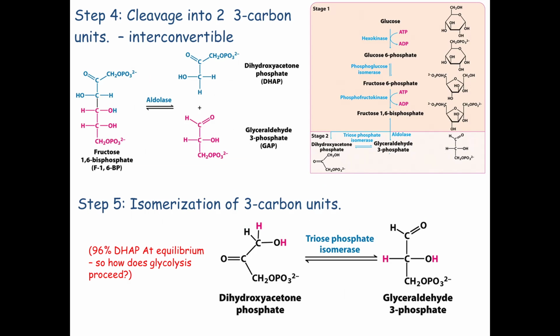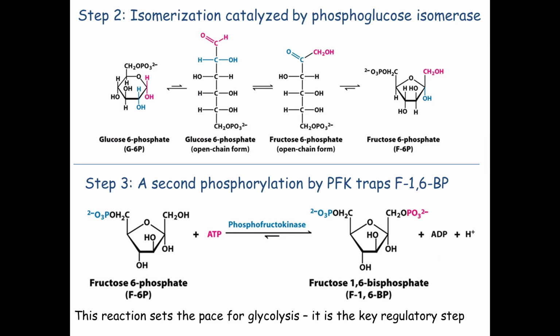Can you please explain again why it's irreversible? So in the cell, we always have a flux through here. We're going to have fructose 6-phosphate being generated by the previous step, and we're going to have fructose 1,6-bisphosphate being consumed by the next step. So we're always adding more starting material, we're always removing the product.